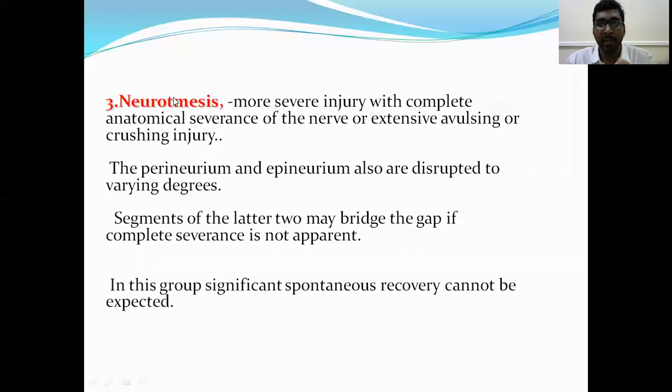And neurotmesis, the name neuro means the entire nerve is damaged. It is a more severe injury with complete anatomical severance of the nerve or extensive avulsing or crushing injury. The perineurium and epineurium are also disrupted to varying degrees. Here the myelin sheath is damaged, the axon fiber is damaged, the endoneurium is damaged, and in some severe cases the perineurium and epineurium are also damaged. The segments of the latter two may bridge the gap if complete severance is not apparent. In this group, significant spontaneous recovery cannot be expected.